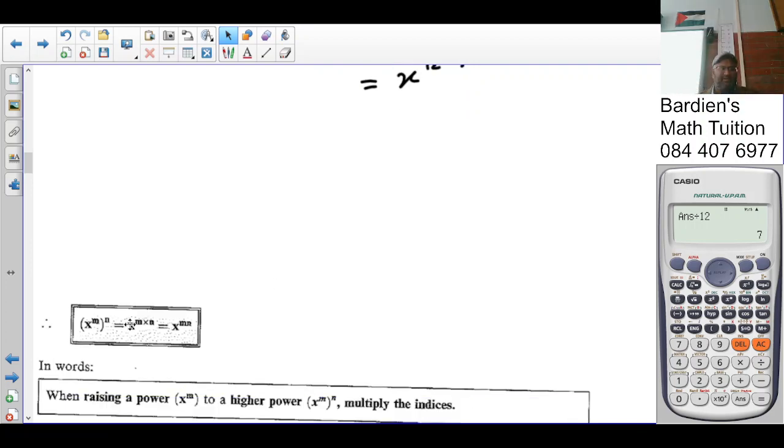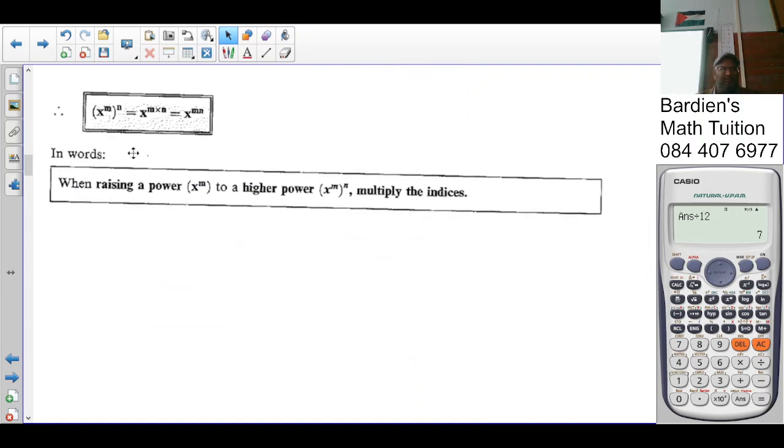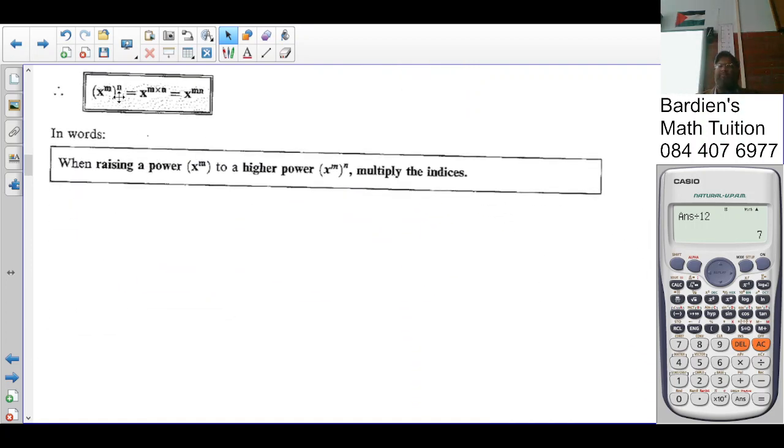Okay? We are told, if you have x to the power m raised to the power n, it's equal to x to the m times n, which is equal to x to the mn. In words, when raising a power, which is x to the m, to a higher power, which is the n, multiply the indices or multiply the exponents.